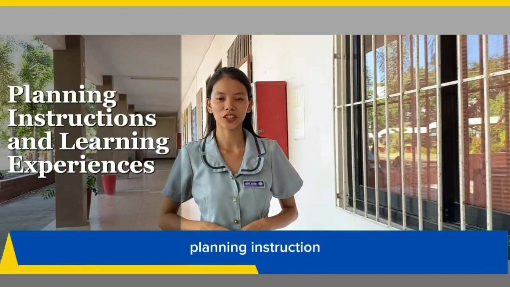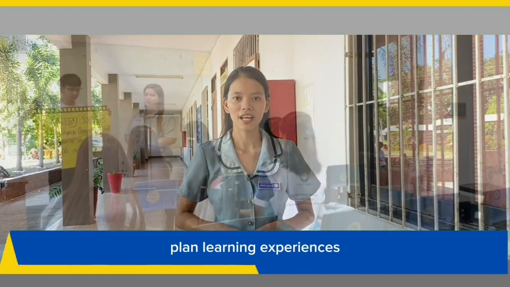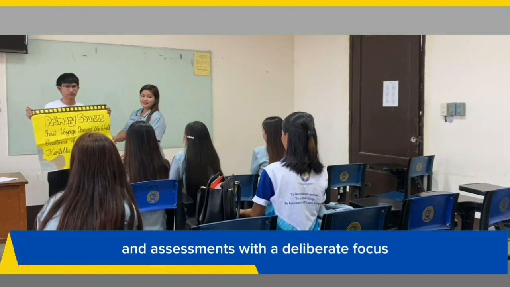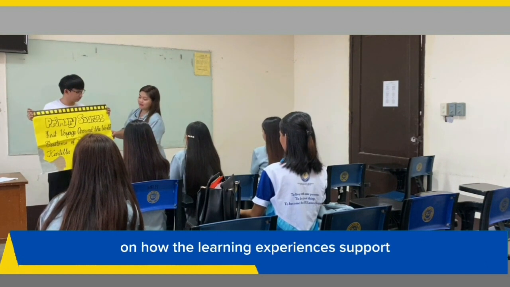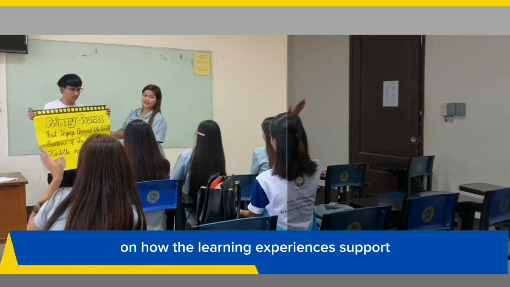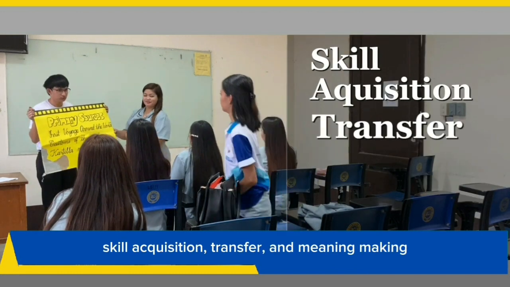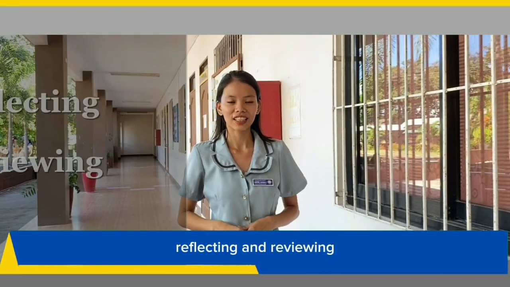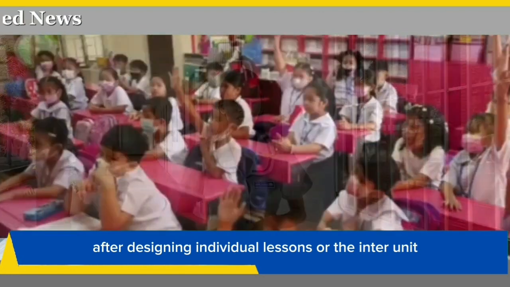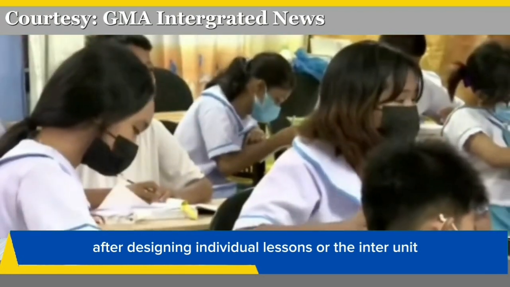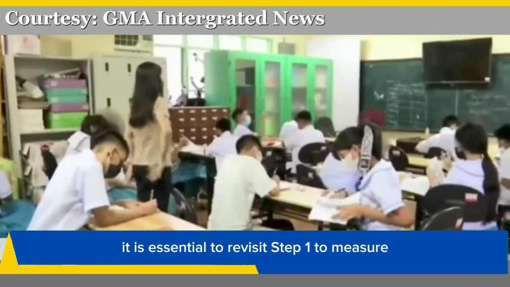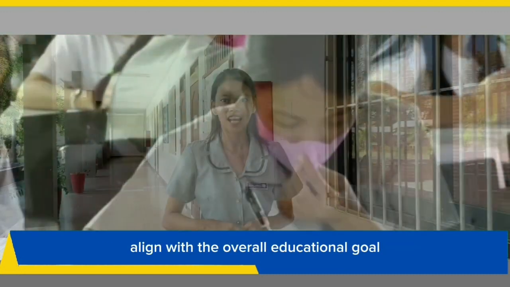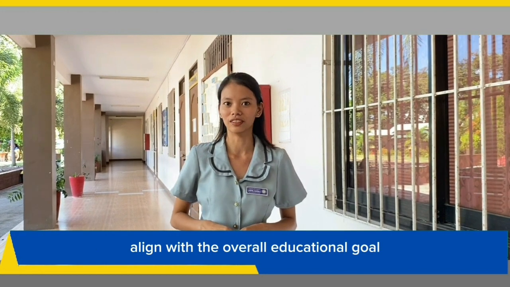Third, planning instruction and learning experiences. Plan learning experiences designed to support educational goals and assessments with a deliberate focus on how the learning experiences support skill acquisition, transfer, and meaning-making. Fourth step, reflecting and reviewing. After designing individual lessons or the entire unit, it is essential to revisit Step 1 to measure how effectively the students' learning experiences align with the overall educational goal.